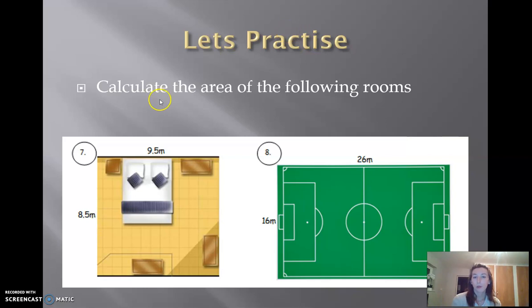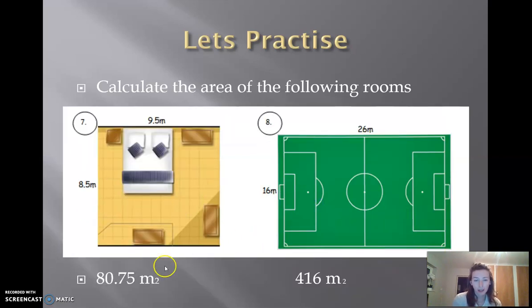Now will you please do the area of these same rooms. Just be careful. You've got decimal points here, so when you're doing your multiplication, watch where you put the decimal point. Try and think about what we learned in class. This one is a little bit more straightforward. If you want to pause the video and give that a go. Your answer is 80.75 meters squared, and for the pitch is 416 meters squared.